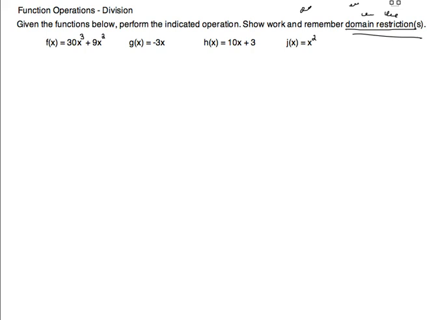When we have domain restrictions, we have to say what x is not allowed to be. So that's what a domain restriction is: we're going to put a restriction on our domain variable, which happens to be x in this case.